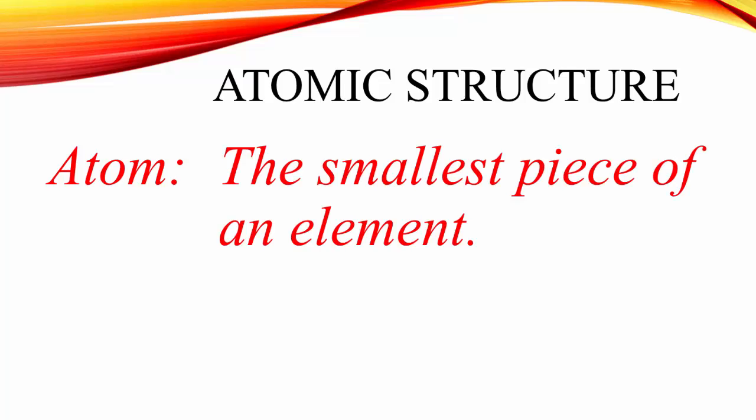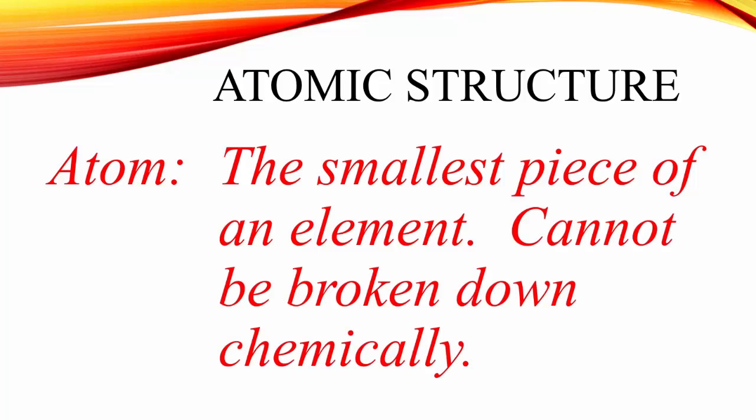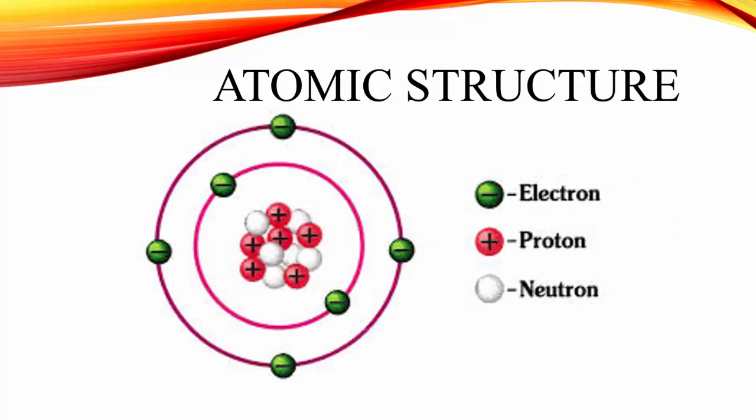An atom is the smallest piece of an element. It cannot be broken down chemically. The key word here is chemically, because as you will remember, the atom is made up of smaller particles. There are two areas we're going to discuss. The first is the center of the atom, and that is called the nucleus. And then we're also going to discuss not the nucleus, or the area outside the nucleus.